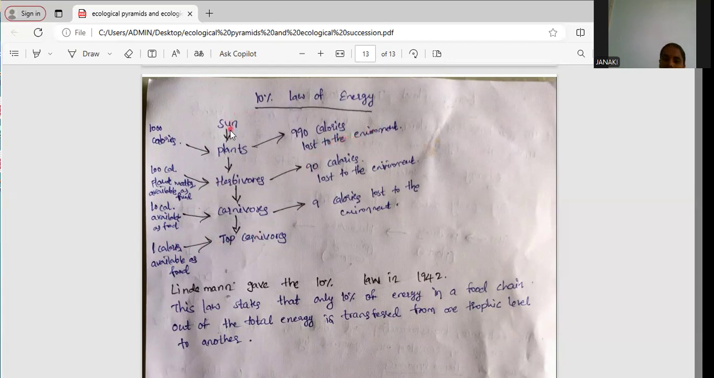Once energy is taken, at that time some energy is also lost. Some percentage of energy is lost. For example, human beings take in oxygen and lose energy as carbon dioxide. Here 10% is transferred and the rest lost, giving and losing. Next, here 90 calories lost to the environment at the herbivores. At carnivores, 9 calories lost to the environment. This is the 10% law of energy.